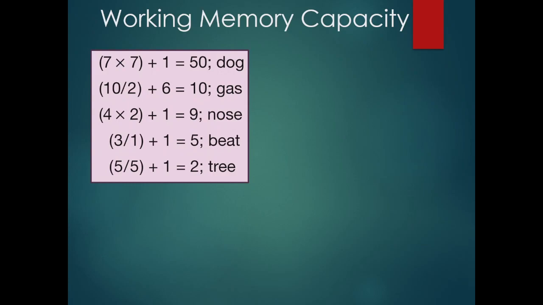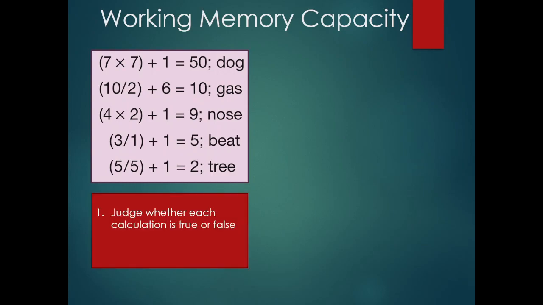So this is an example of a task that would be administered to determine a person's working memory capacity. You're told for each of those rows, you'd be presented them one at a time. And for each of those rows, you would judge whether each calculation is true or false. So is 7 times 7 plus 1 equal to 50? So you'd say yes or no. And then you're also supposed to remember the word dog. And that dog was the first word that you saw. The order of the list matters.